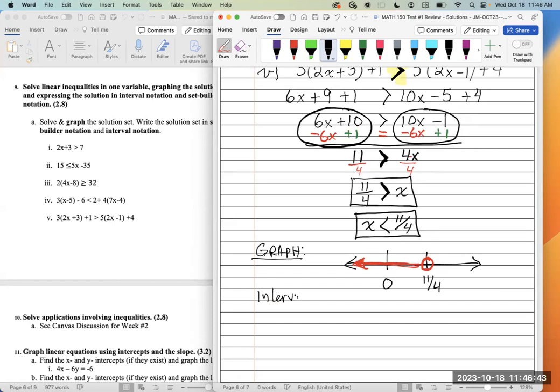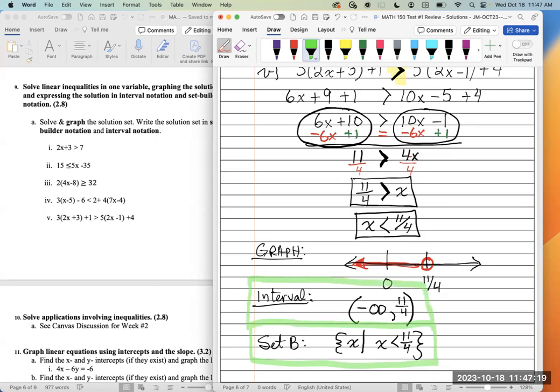My interval notation will be negative infinity up to, but not including, the point 11/4. So I'll put a parentheses, and then set builder will be the set of all numbers. What's my variable x? The set of all x such that, and then copy your final simplified equation. X is strictly less than 11/4. So here is your set builder, your interval, and your graph.